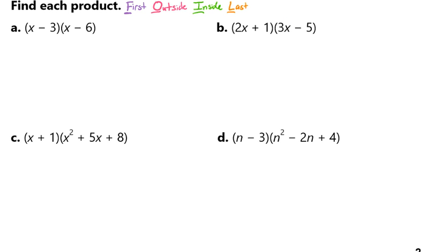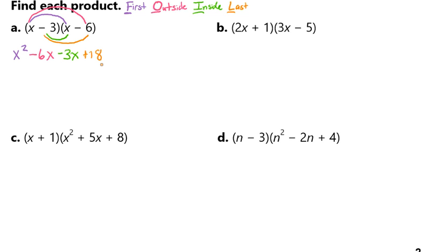So we'll start off with our F, our first. We're going to take the first term times the first term, so x times x, which is x squared. Then we'll do our outside term, which will be our x times our negative 6, which will be negative 6x. Then our inside term will be negative 3 times x, which is negative 3x. And our last term will be negative 3 times negative 6, which is going to be a positive 18.